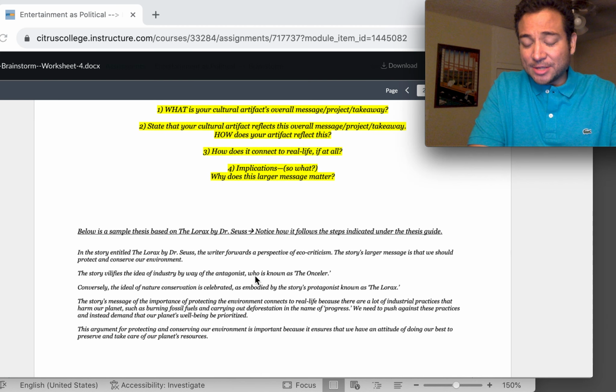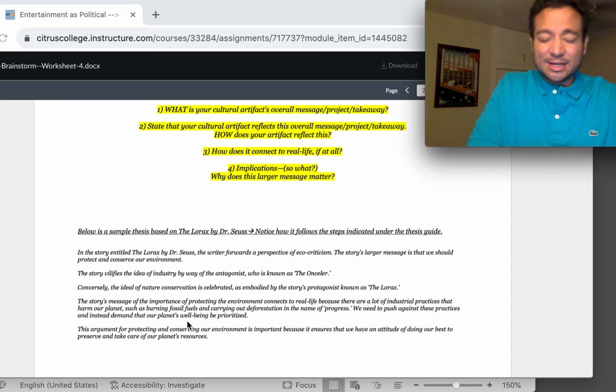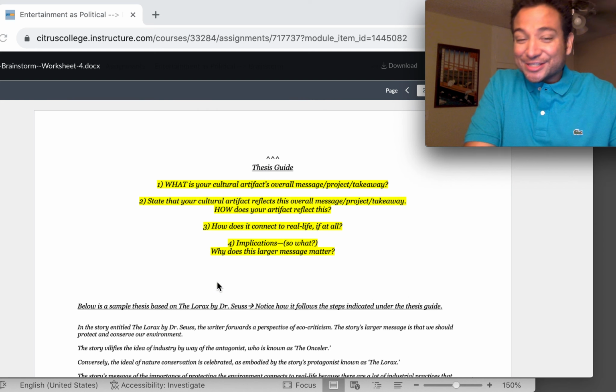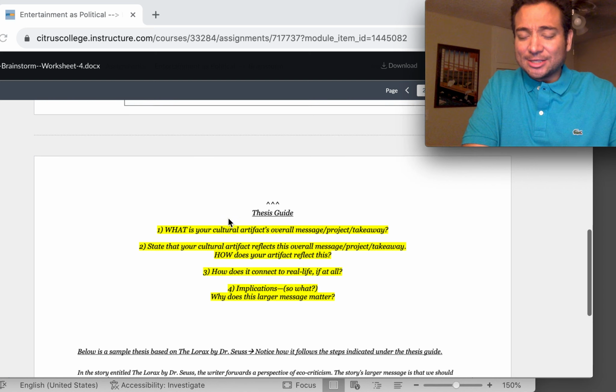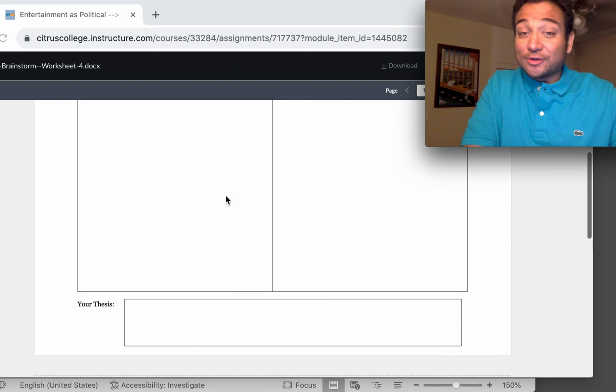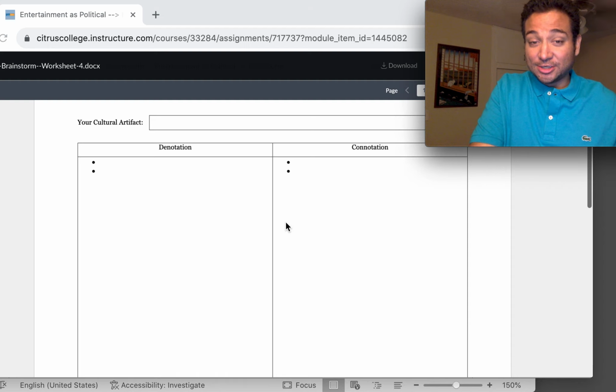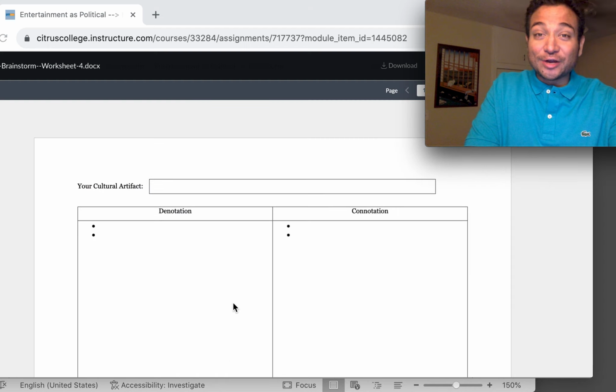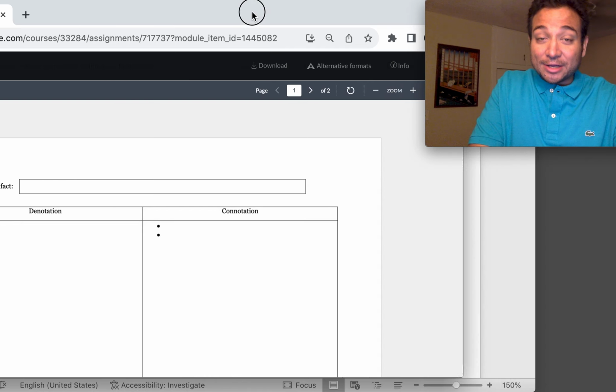Just like I mentioned in the last one, this is my sample thesis as though I was writing it for the Lorax. Once again, we have this as our guide, guys, so please follow this and write your thesis here. You need to do both things, the T-chart and the thesis, to get full credit for your outline here.